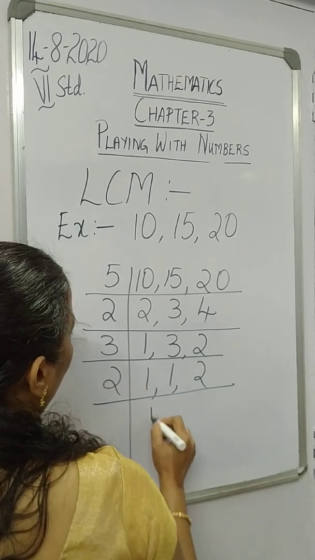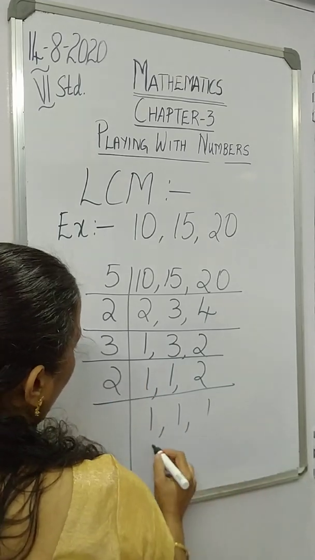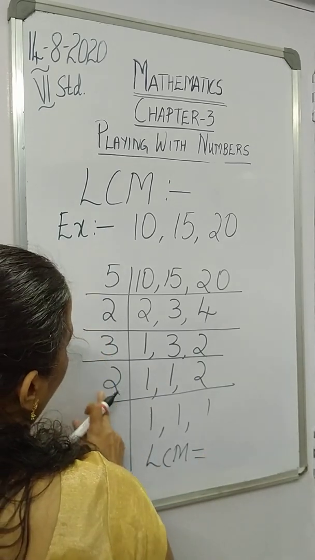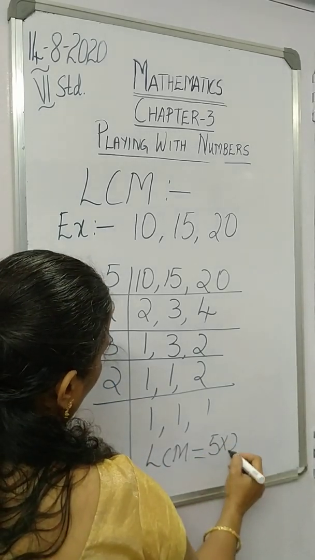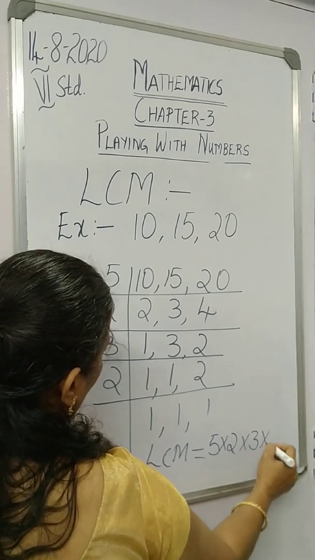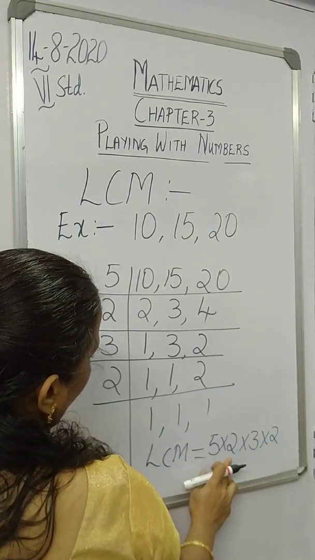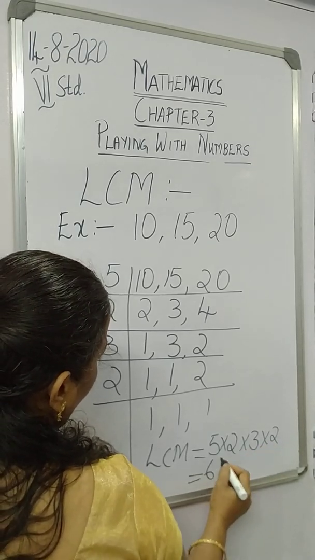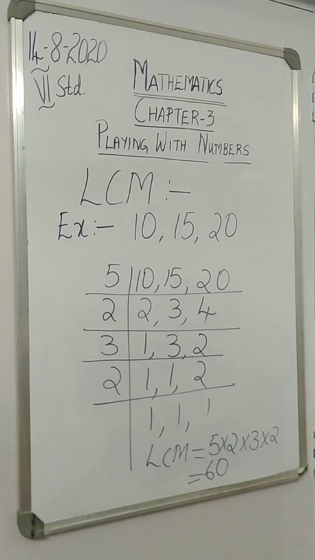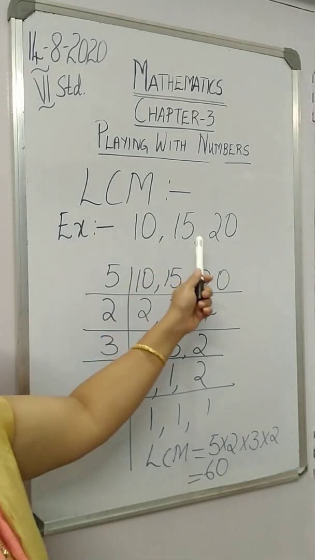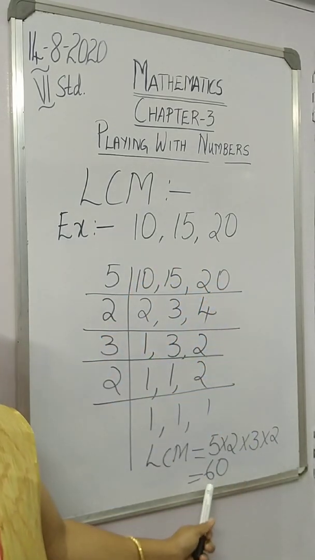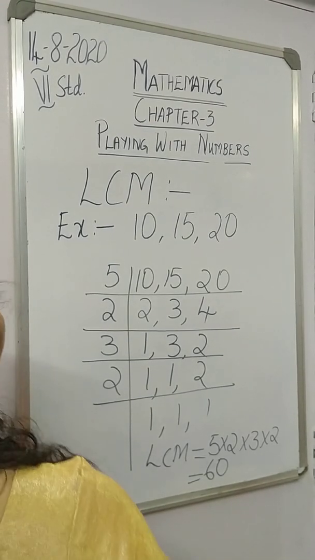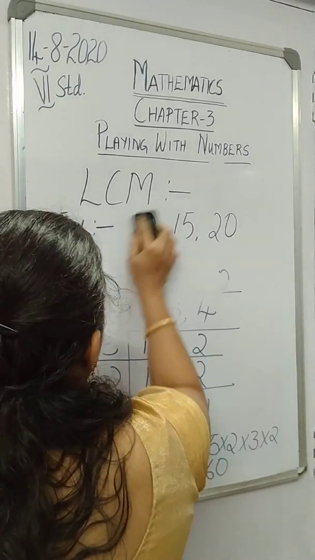Again now 2, 1, 1 and now let us find the LCM. 5 into 2 into 3 into 2. Can you tell me? 5 2s are 10, 10 3s are 30, 30 2s is 60. So the LCM of 10, 15 and 20 is 60. I think you are getting it. Let me do another example.